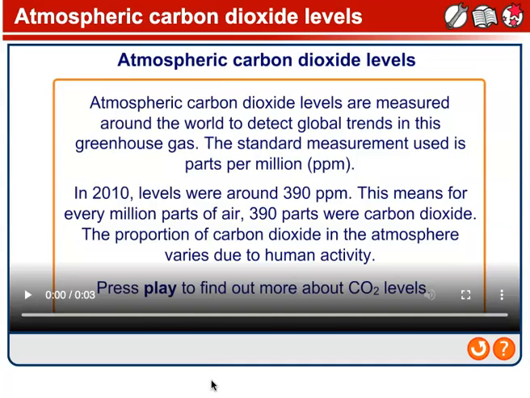Atmospheric carbon dioxide levels. Atmospheric carbon dioxide levels are measured around the world to detect global trends in this greenhouse gas. The standard measurement used is parts per million, or ppm. In 2010, levels were around 390 parts per million. This means for every million parts of air, 390 parts were carbon dioxide. The proportion of carbon dioxide in the atmosphere varies due to human activity.